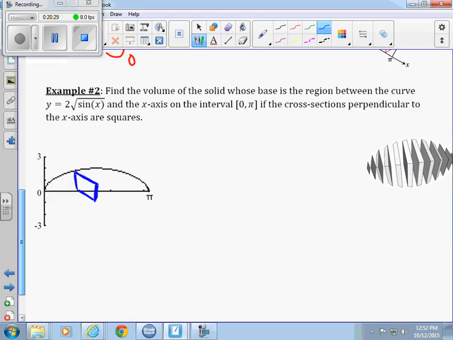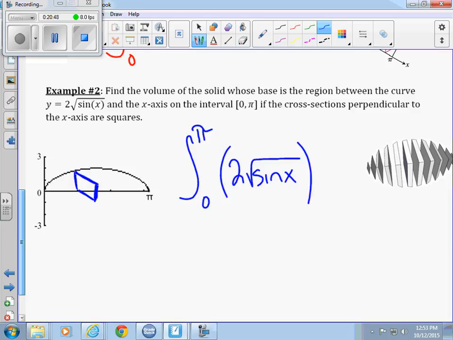So, what are we going to integrate? The integral from 0 to pi of sine x, and then squared. The area of a square is side squared, right? Side times side, or side squared.